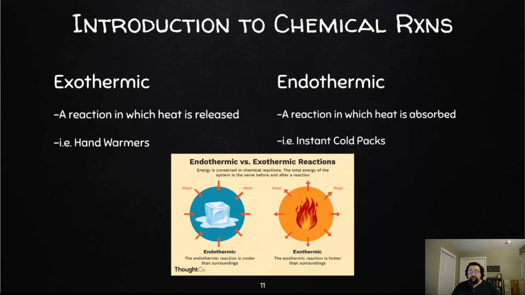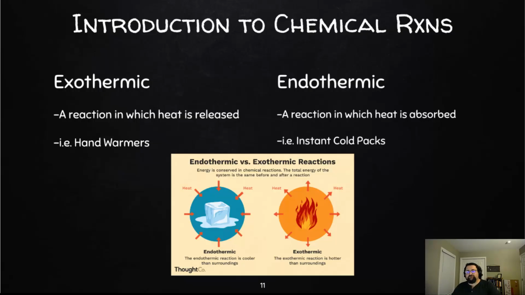Now, with exothermic, energy is leaving the reaction. Okay, it's leaving the system. So exothermic is heat is being released. All right, but it could also be light in general, energy leaving the system. Think about hand warmers. You crack them. As that reaction is taking place, we're giving off heat.